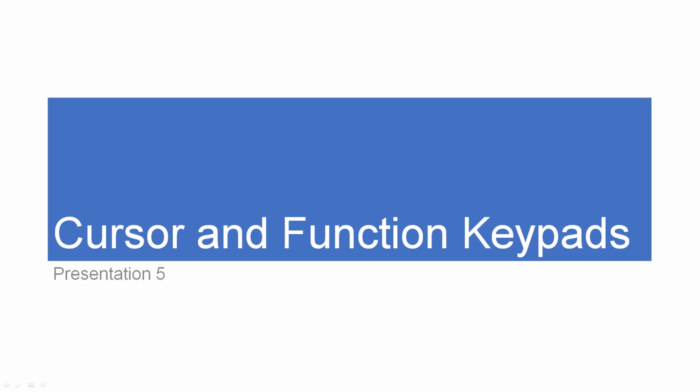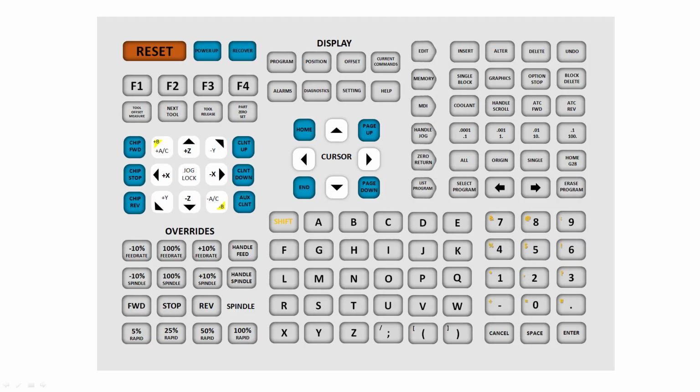Our last group of keys are the cursor and function keypads. These keys are used to navigate menus and enter data as well as perform setup. Let's start with the cursor keypad. The cursor keys are in the middle of the keypad and can be thought of as a mouse to move the cursor and navigate through the active display.